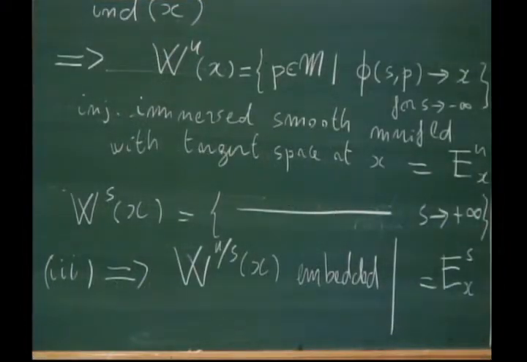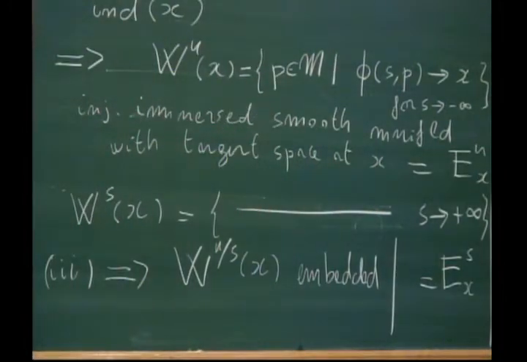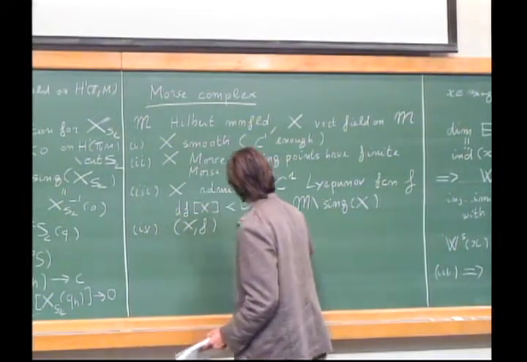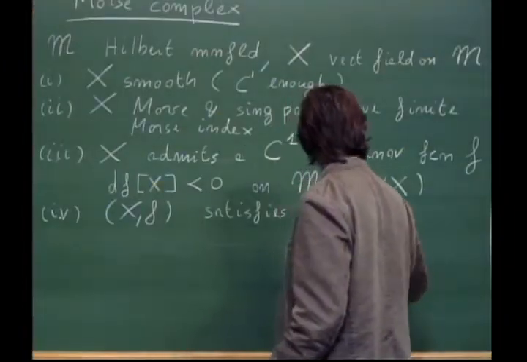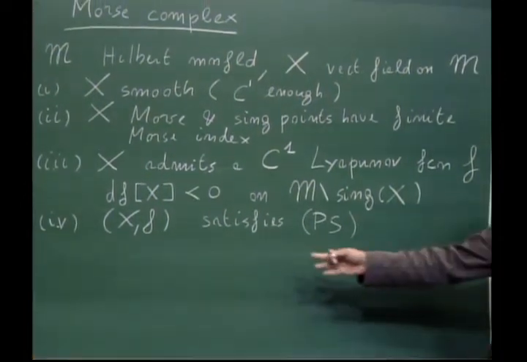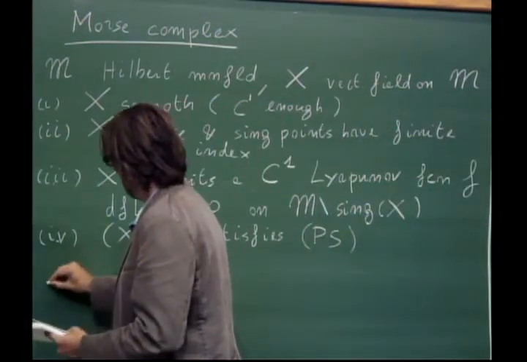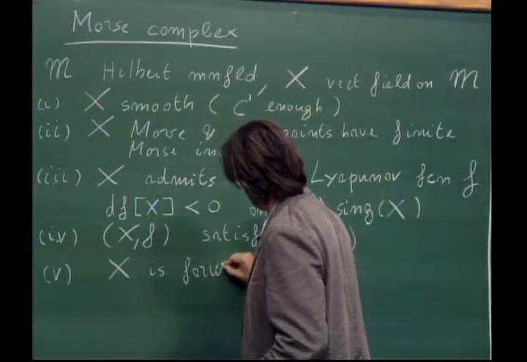Okay? This is also something quite standard in, say, hyperbolic dynamics. Then the pair (X, F) satisfies the Palais-Smale condition, exactly in the sense I wrote before. Now, Palais-Smale conditions are defined only in terms of the vector field and the function. There's no metric. And the fifth assumption: X is forward complete.